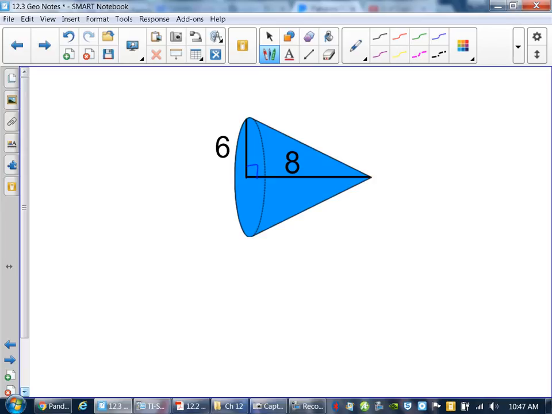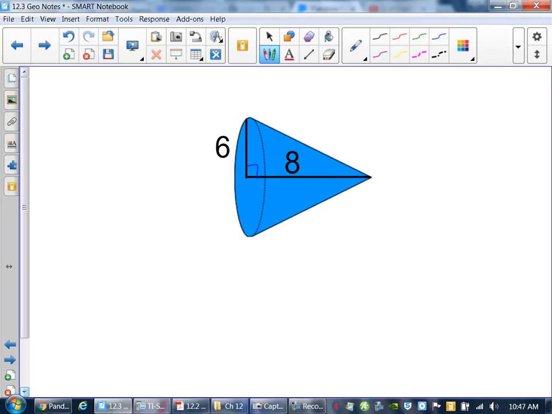Would that whole thing be the diameter of the circle? Yeah, the diameter would be 12. Do I need the diameter? No. I was just asking because sometimes I get confused. Gotcha. I thought you were talking about the slant height.